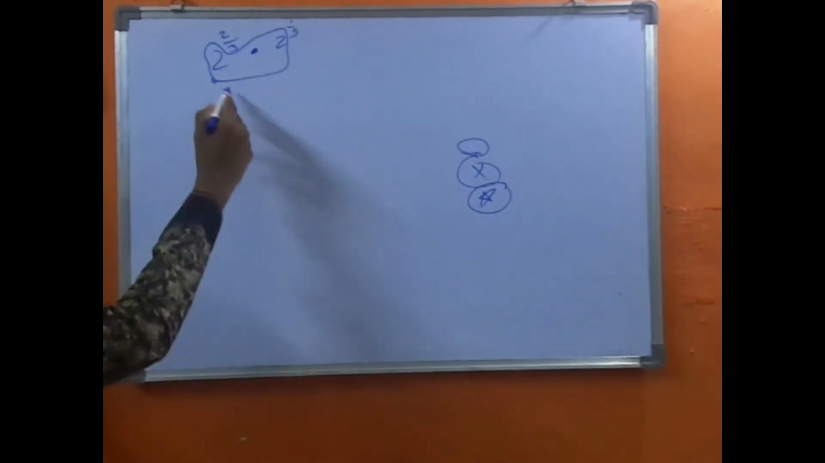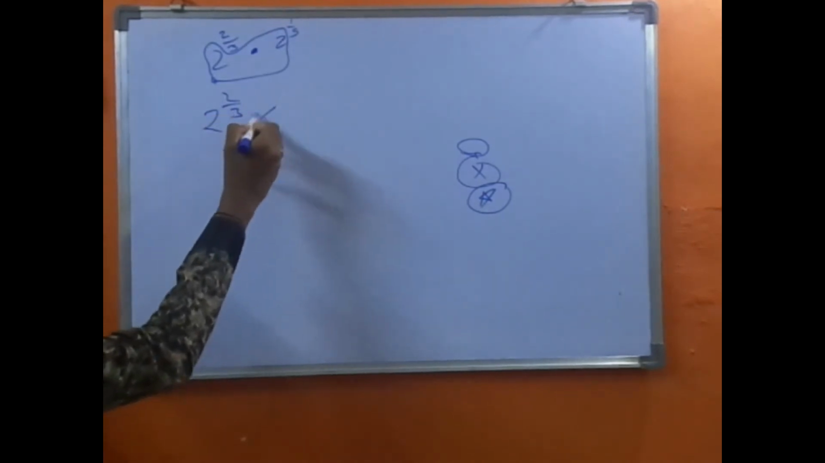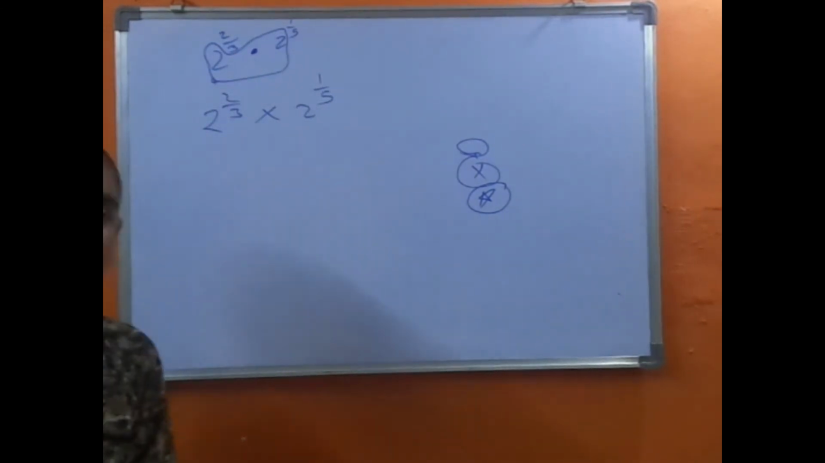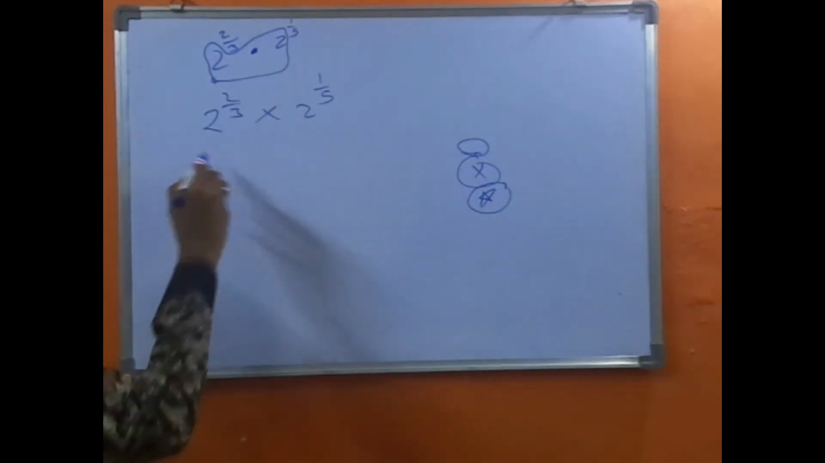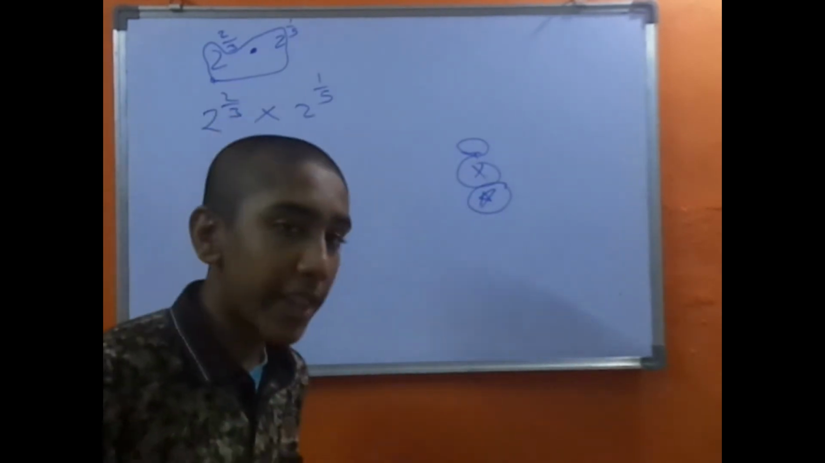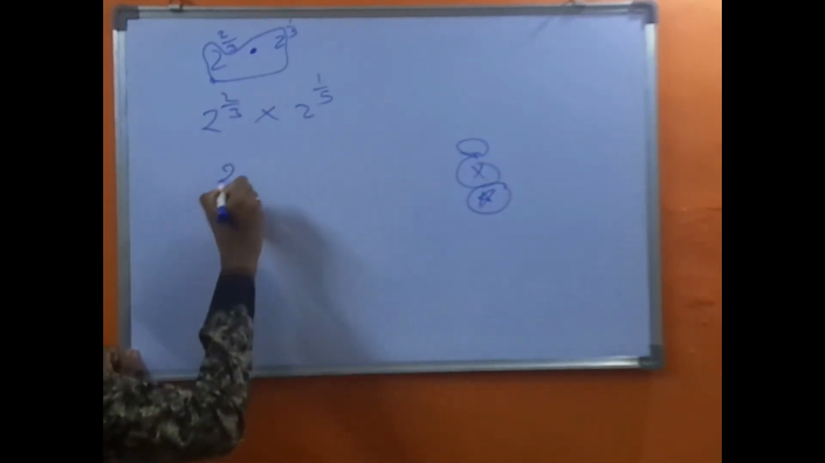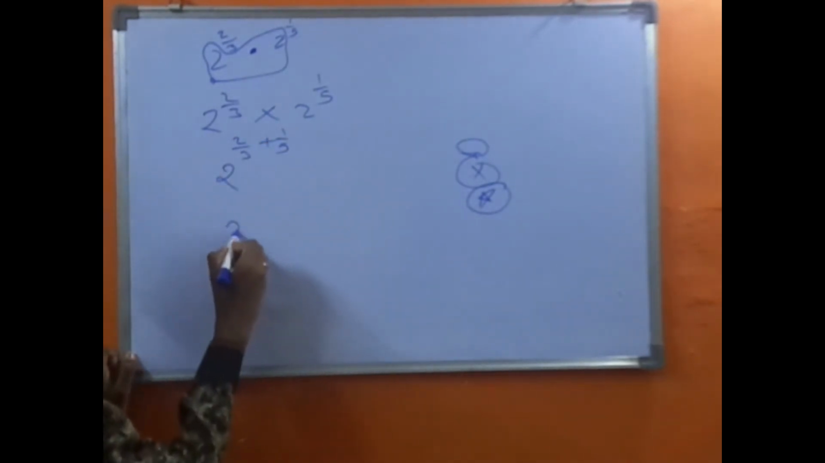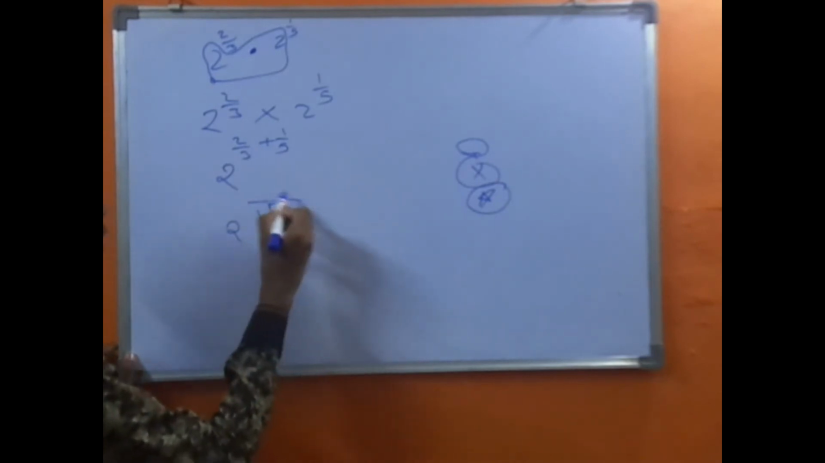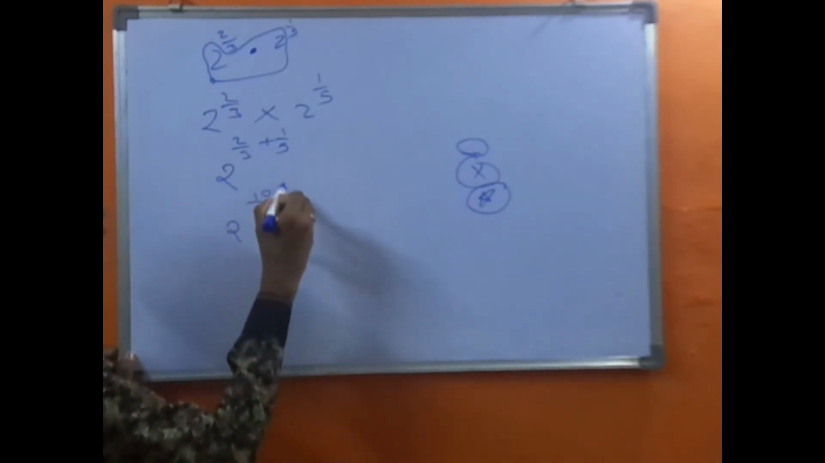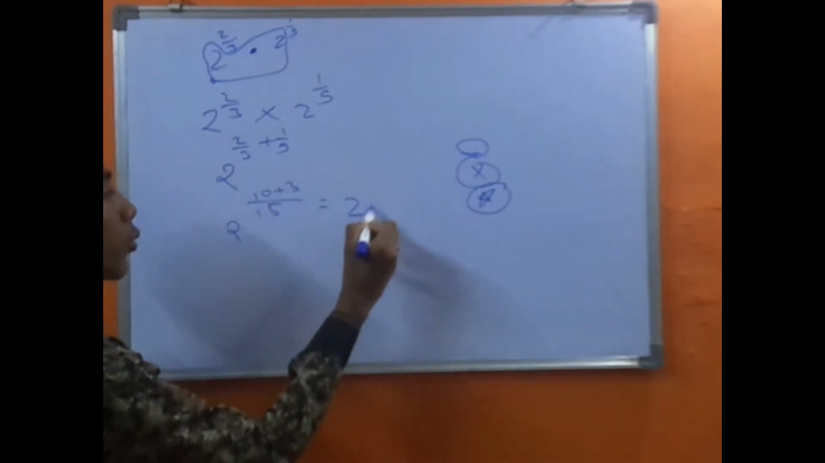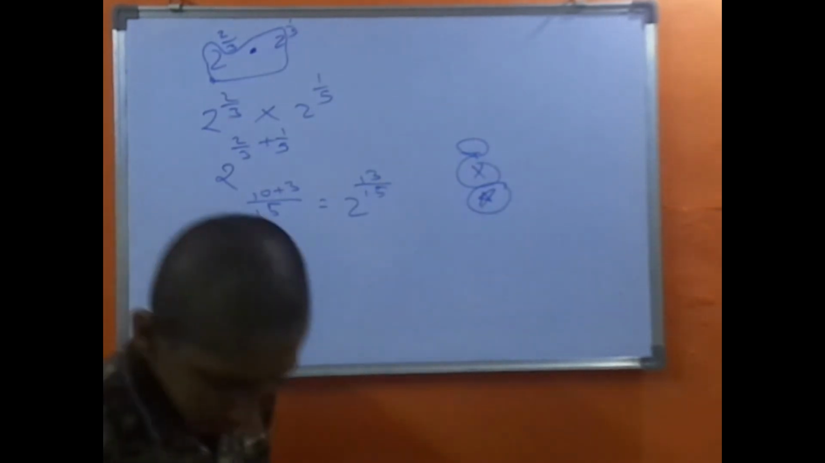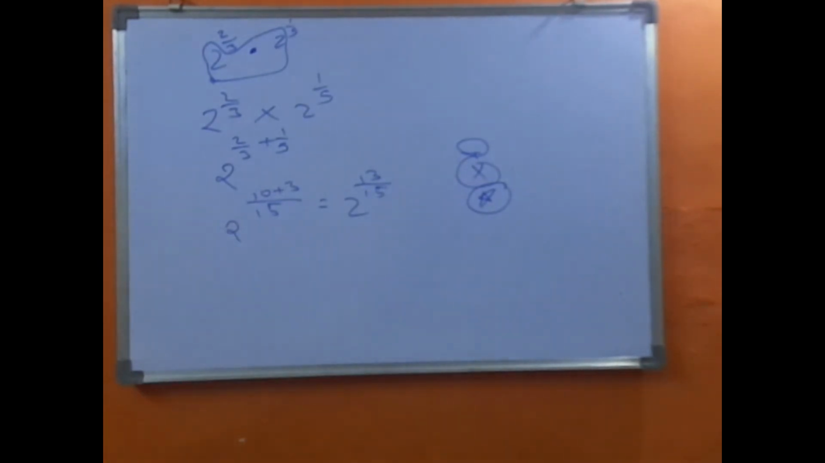So 2 power 2 by 3 into 2 power 1 by 5. So bases are equal, so powers must be added. So a power m into a power n is equal to a power m plus n. So 2 power 2 by 3 plus 1 by 5. So LCM is 15. 10 plus 3 by 15, so the power is 13 by 15. That is the answer.